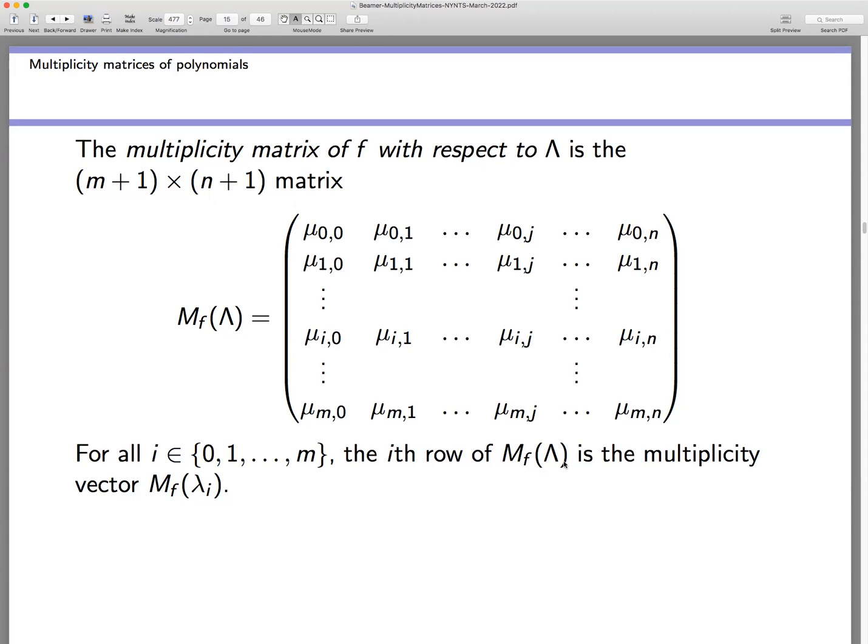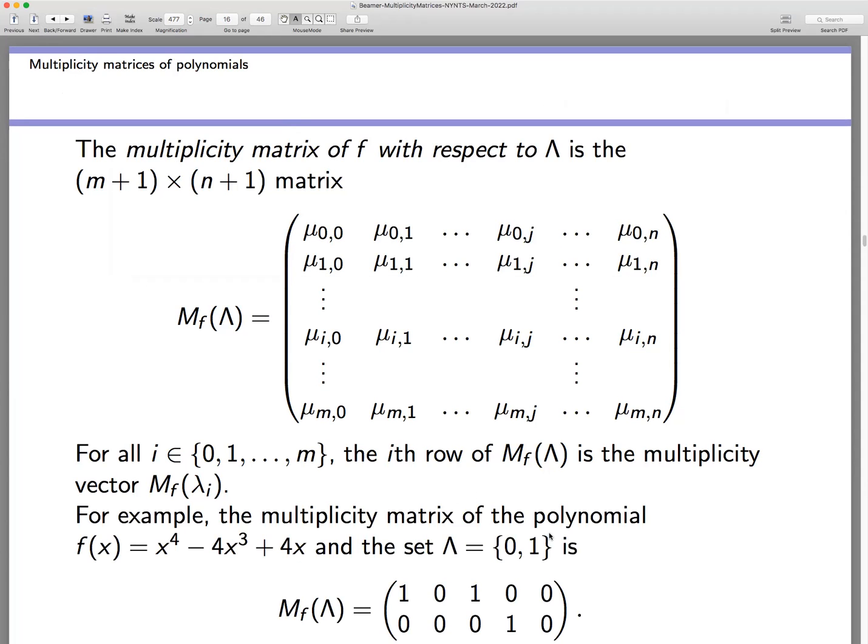So for each i, the ith row in this matrix is the multiplicity vector of the polynomial f evaluated at lambda_i. So this is some pretty matrix of non-negative integers. Of course, the last column has to be 0, and so on. So there's some information in this matrix, whatever it might be.